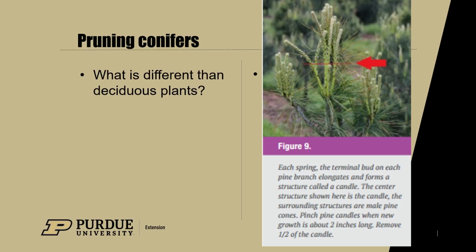Pruning conifers is quite a bit different, for those of y'all who are doing any of that. The new growth that comes out in the spring is called candles on these evergreens. And if you whack all of this off, you're going to be in trouble.